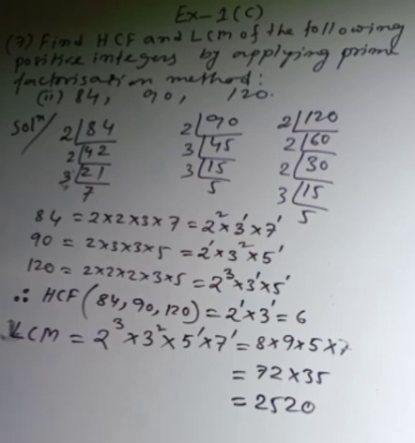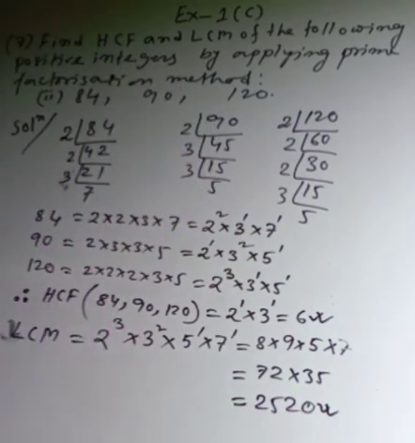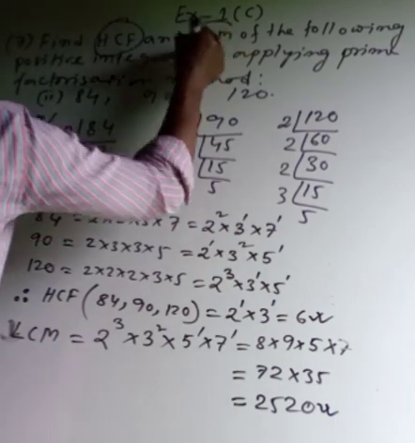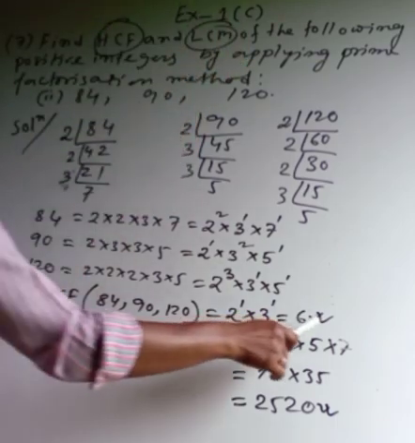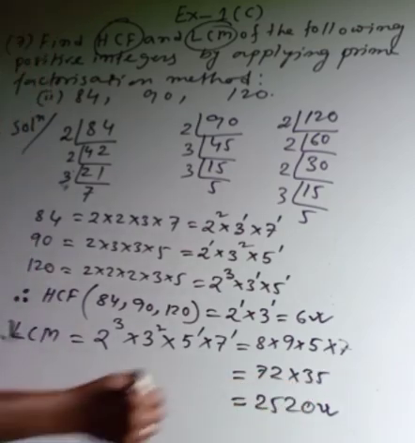So before we got HCF is 6, and now we got LCM is 2520. According to the question, we have to find HCF and LCM. So HCF we got 6 and LCM we got 2520. So this is the answer.